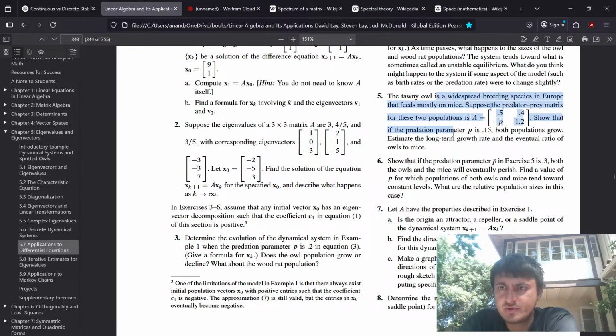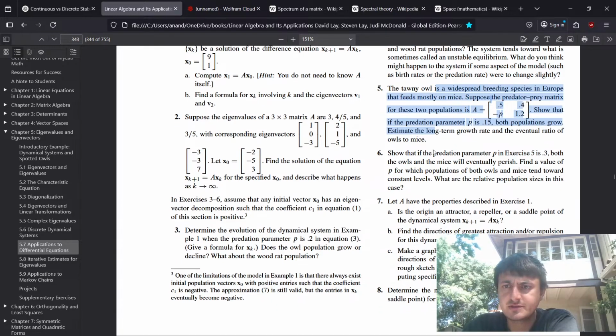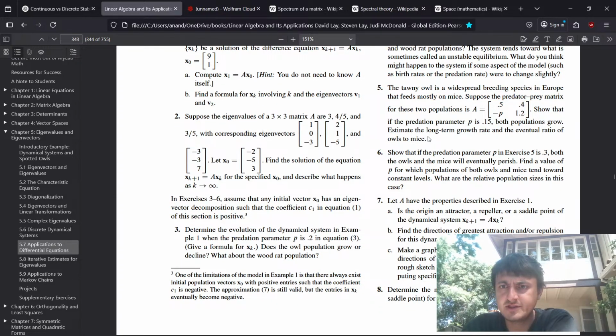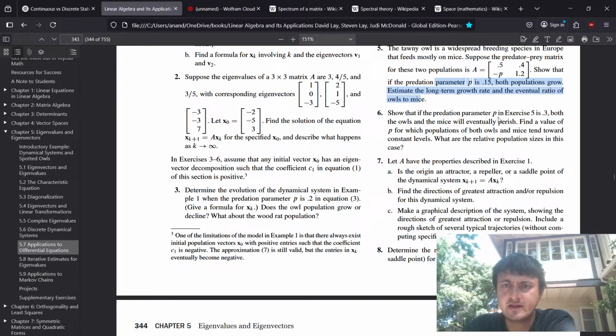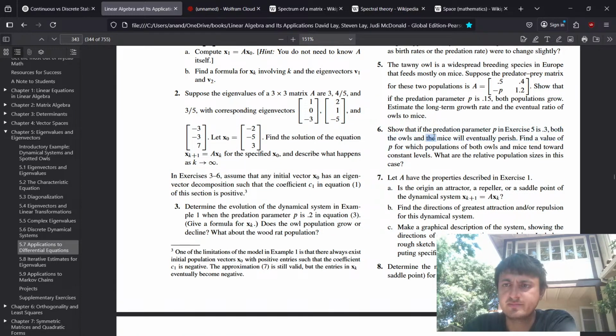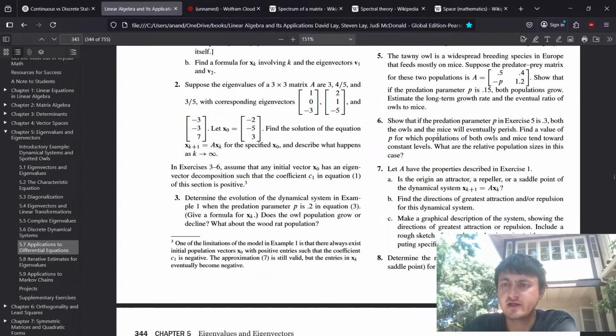Tawny owl is a widespread breeding species in Europe that mostly feeds on mice. Suppose the predator-prey matrix shows that if the predation parameter is 0.15, both populations grow. You just plug in 0.15, calculate the eigenvalues, and show they're greater than 1. We're going to skip that. Show that if the predation parameter P is 0.3, both will eventually perish. It's literally just computing the eigenvalues.